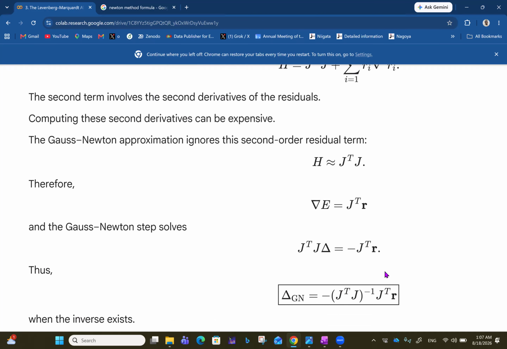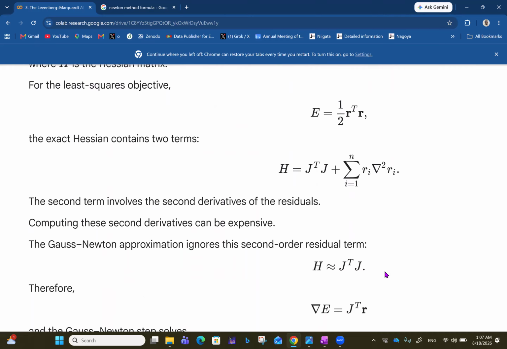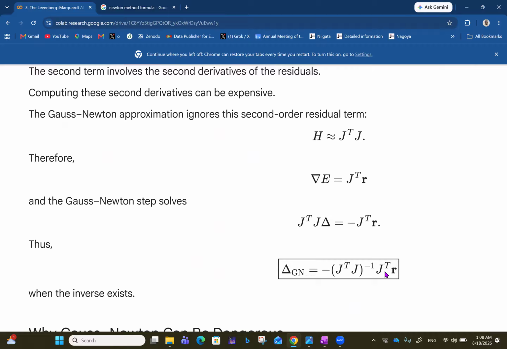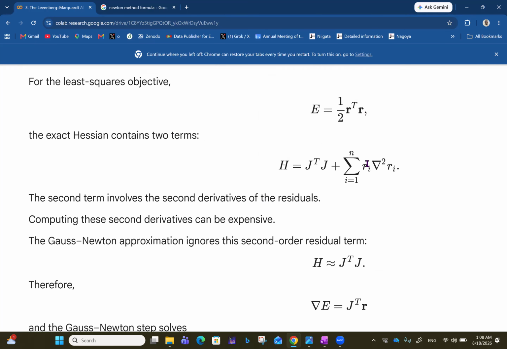So the Gauss-Newton, that's Newton's method right there, has the second derivative. On the other hand, the Gauss-Newton approximation ignores the second-order residual term. So in this case, this term is gone and I will just have J transpose J. So you see, this is a simpler form, and then we move to this more complicated form. And that is why the LM algorithm is somewhere in between both of them.